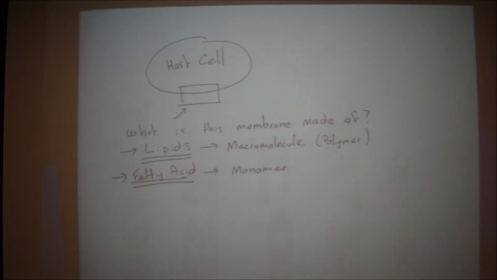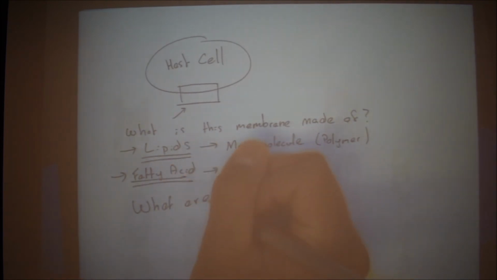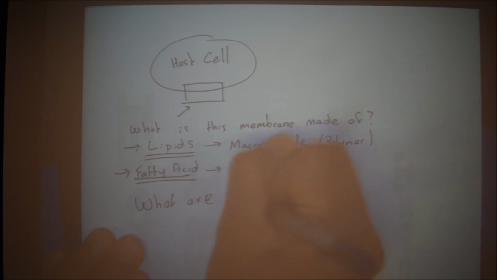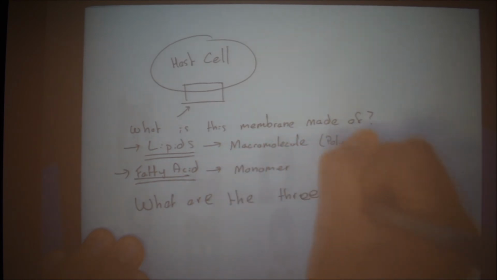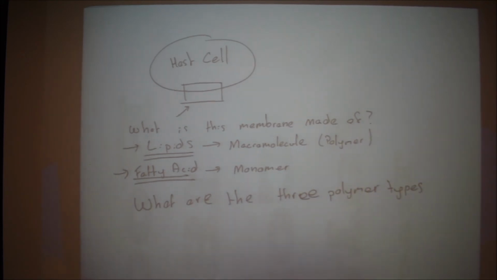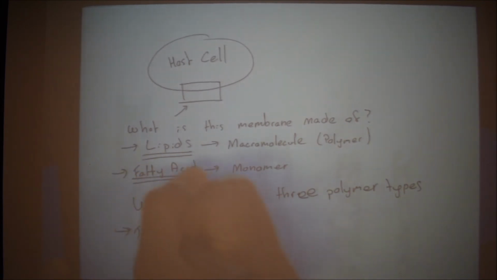All right, so what we're going to do right now is I'm going to go ahead and draw out some of the shapes. What are the three different types of lipid classes? There's three. So right here, we have a couple different types, right? So what are the three polymer types? Okay, so the three polymer types are going to include triglycerides. They're going to include steroids. And they're going to include phospholipids.